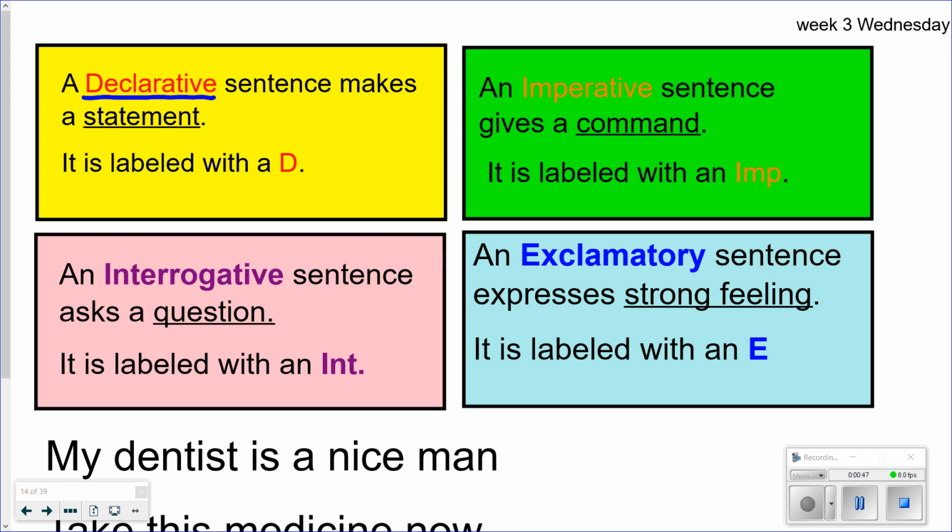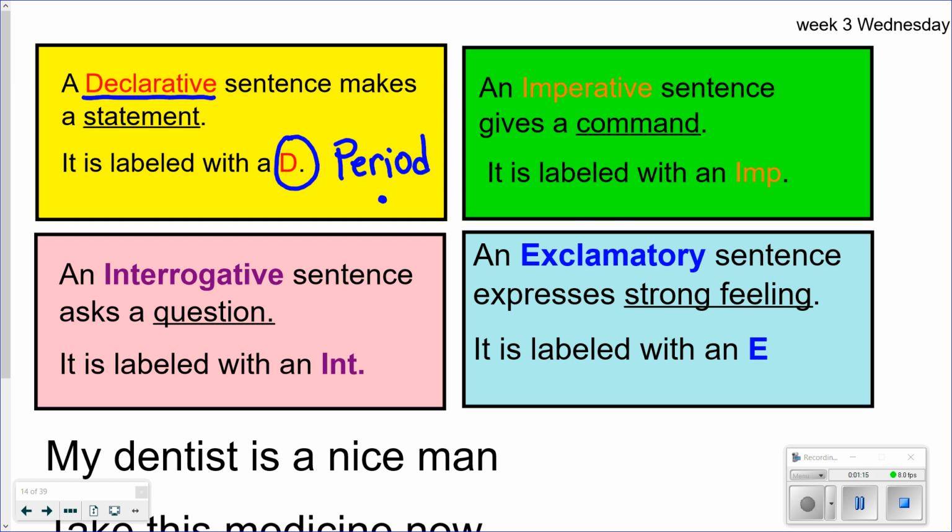So it's just a basic statement of a fact. And when we see it in a sentence, we label it with a letter D for declarative, and a declarative sentence always ends in a period. So when we see these in our sentences, we'll say it's a statement, it's a declarative sentence, and it ends in a period. All right?